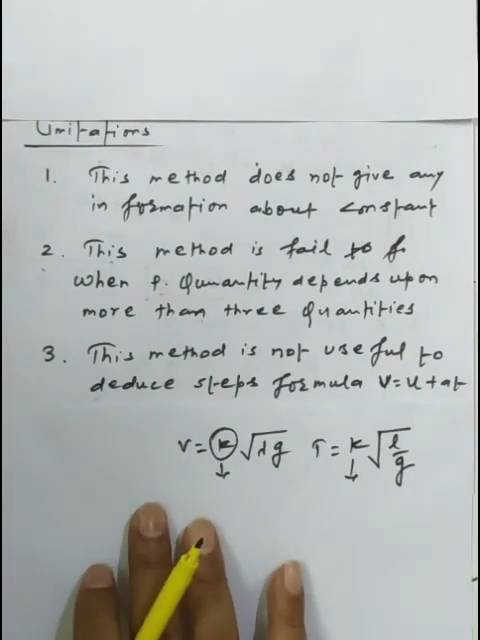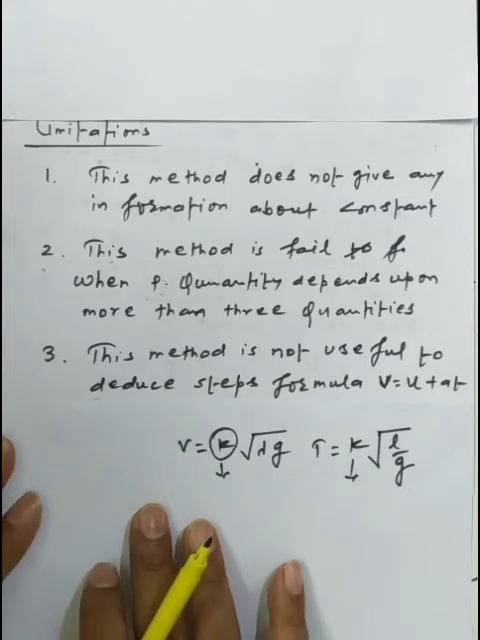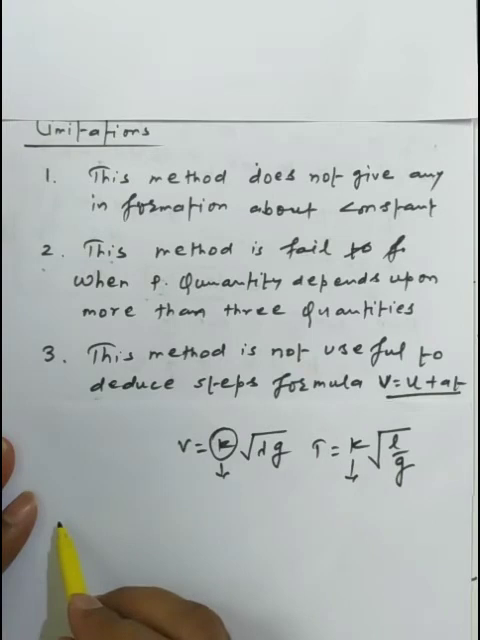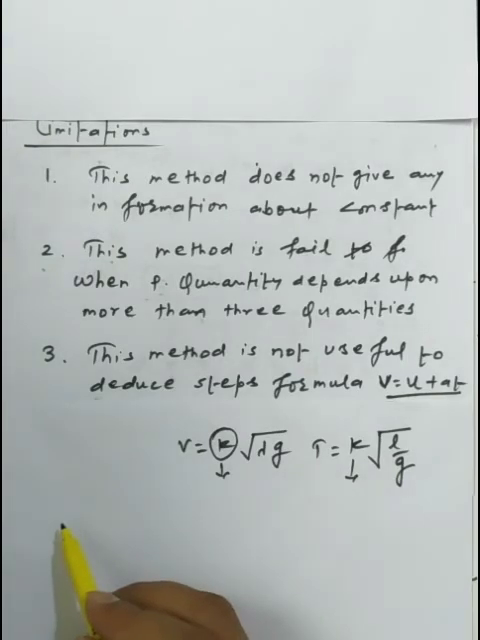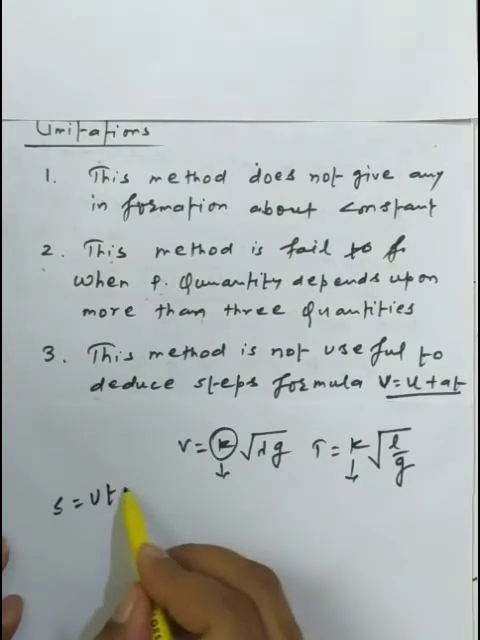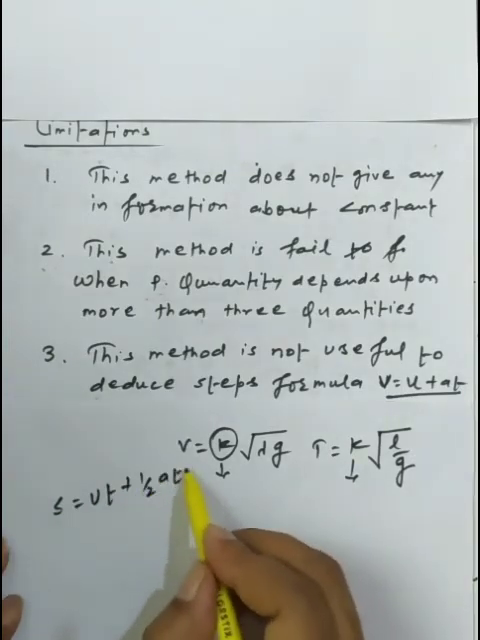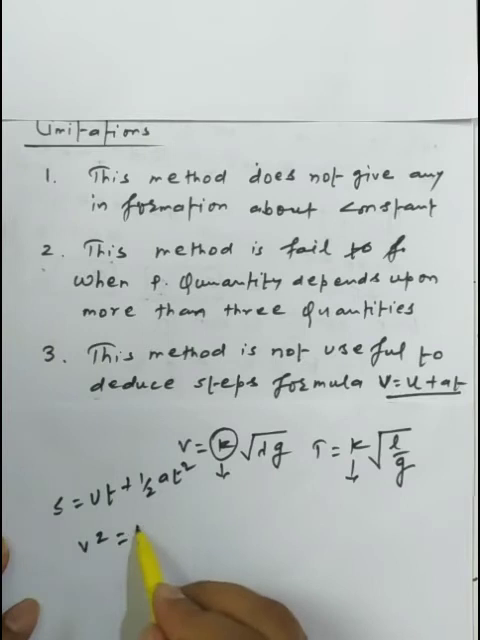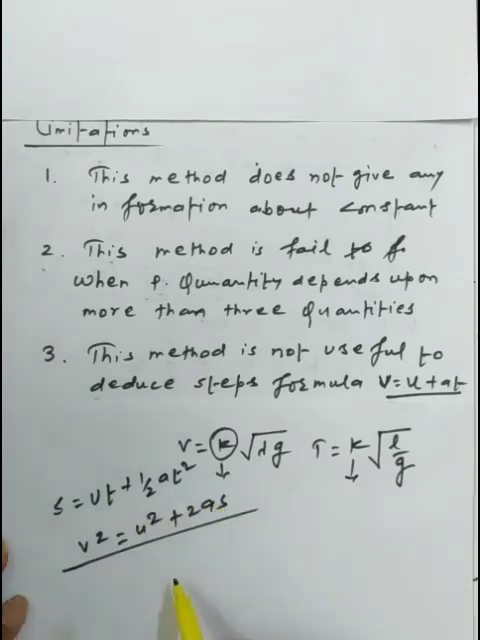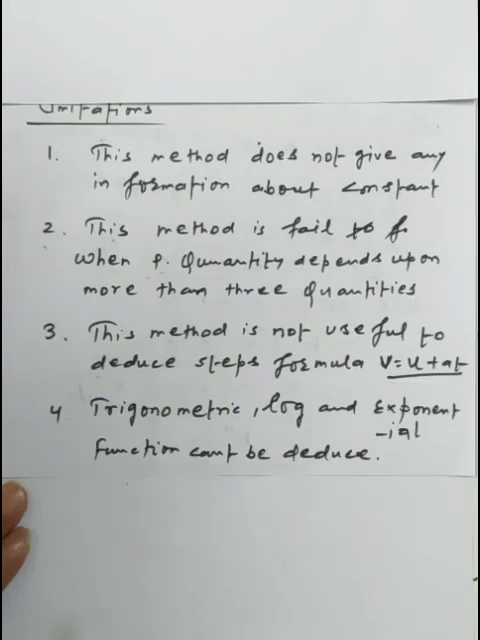Now, this method is not useful to deduce the step formula. One example I have said to you. Any kind of step formula we have, suppose S is equal to ut plus half at square, or v square minus u square is equal to 2as. These kinds of formulas can't be derived with the help of dimensional analysis. Okay, so this is a shortcoming of this method.